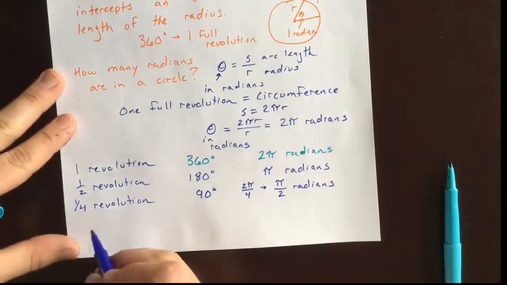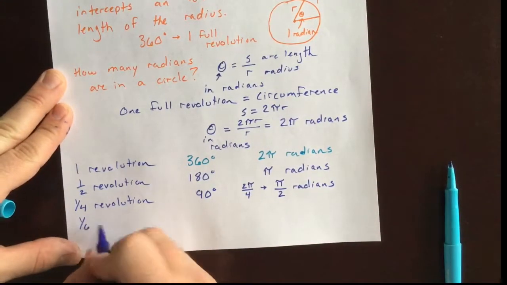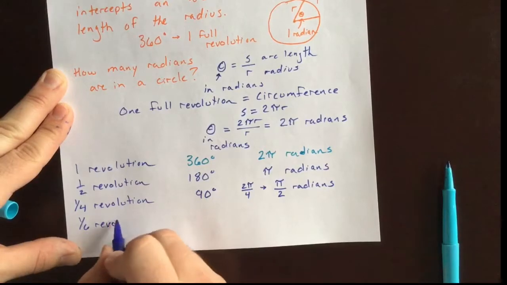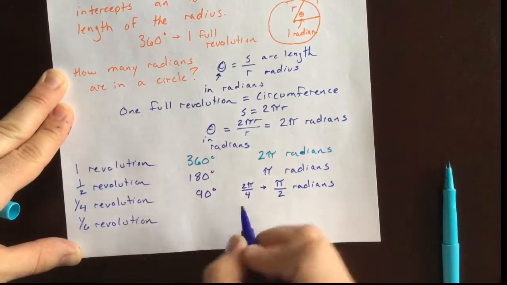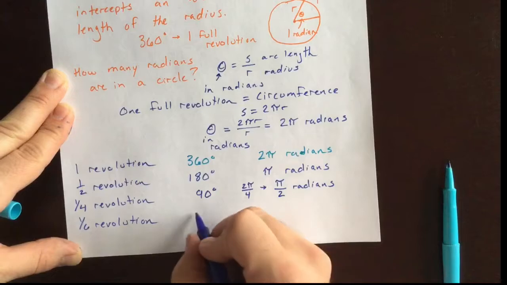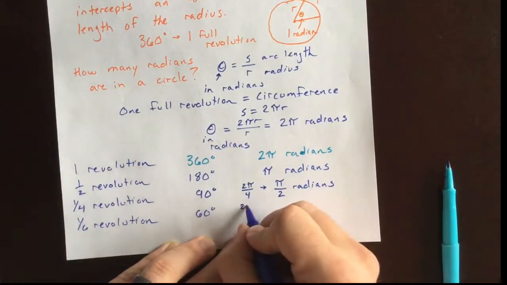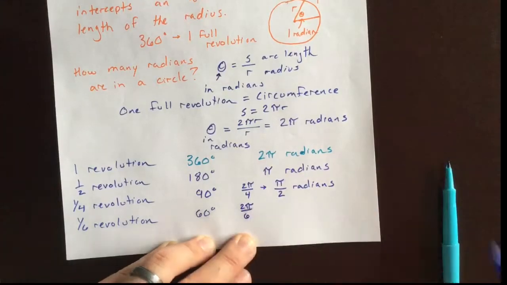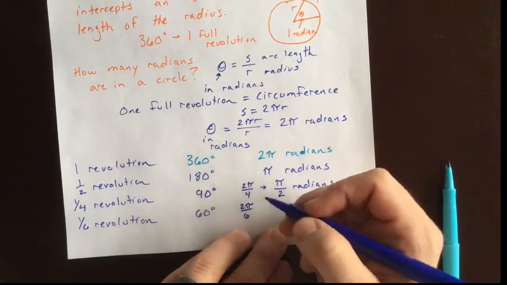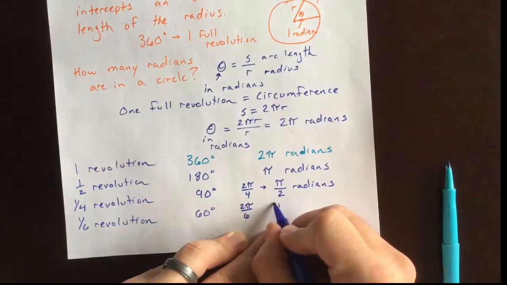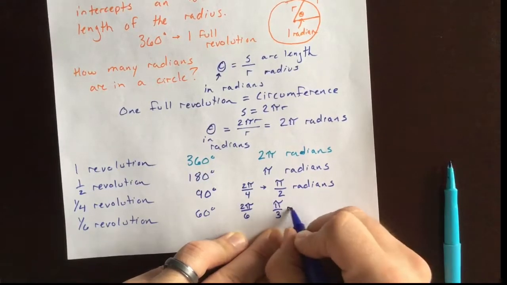And let's say we have a 6th rotation, or revolution. So 360 divided by 6 is 60 degrees. So 2 pi divided by 6: 2 divided by 6 is a third. So instead of writing 1/3 pi, we could write pi over 3.